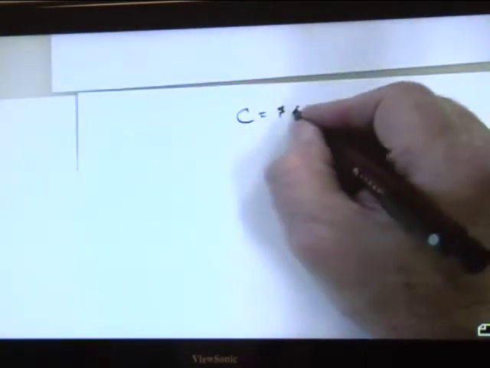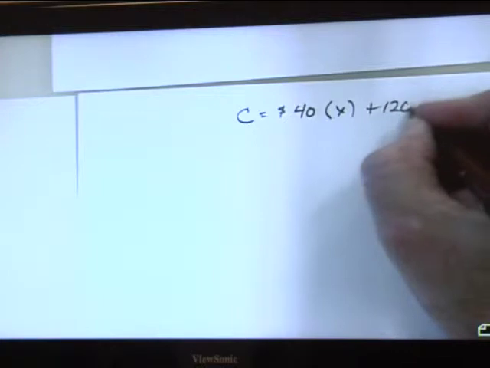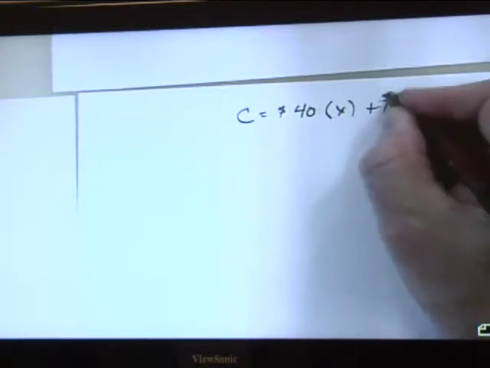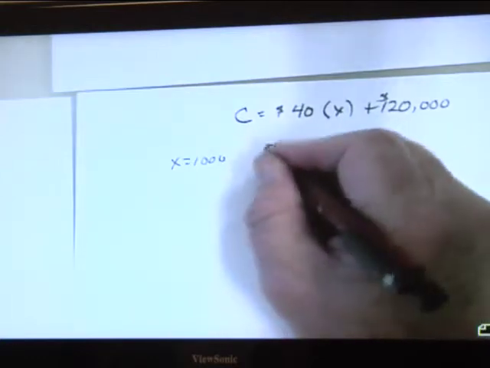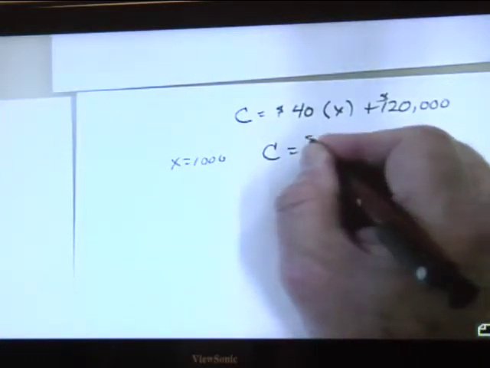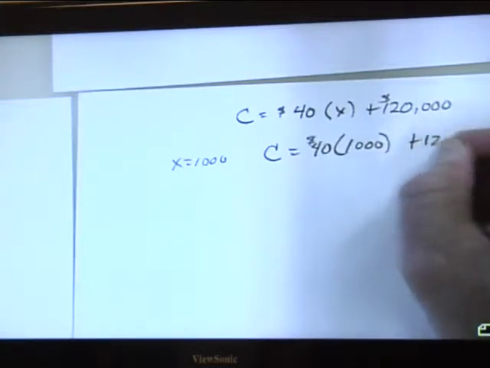Our equation was C equals $40 times X, plus $120,000. Now, X equals 1,000. C equals $40 times 1,000 plus 120.